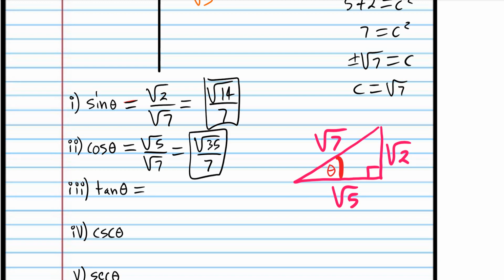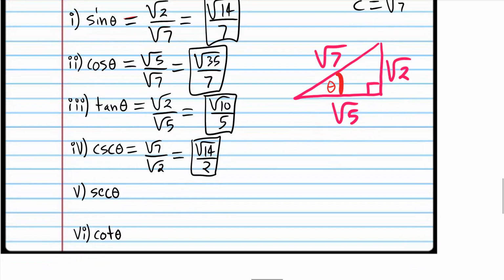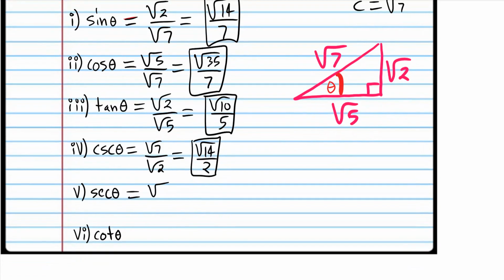Tangent is the side opposite the red reference angle divided by the side adjacent. Multiply both sides by root 5, and we get root 10 over 5. Cosecant theta is the hypotenuse divided by the side opposite. Multiply both sides by root 2, and we get root 14 over 2. Secant is the hypotenuse divided by the side adjacent. Multiply both sides by root 5, and we get root 35 over 5.